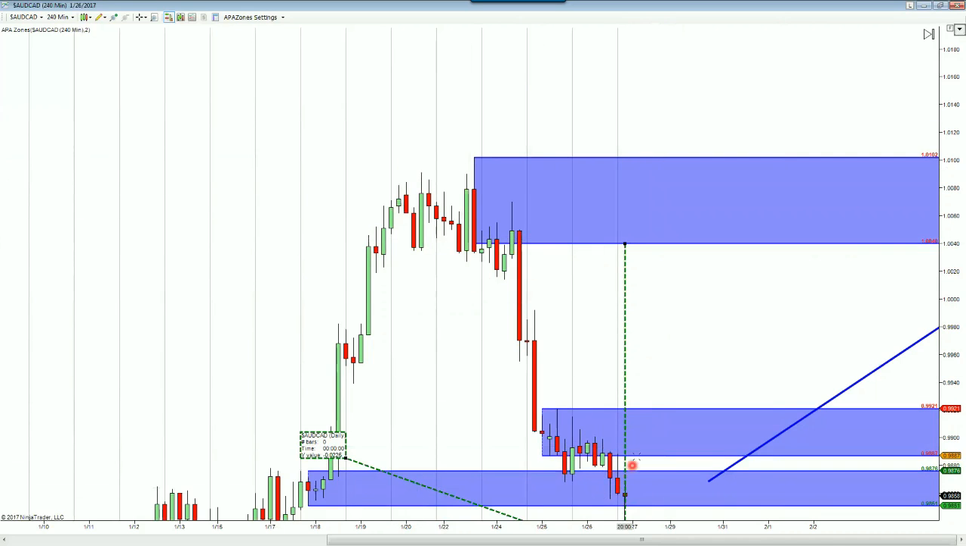This is the great pullback that we've been predicting last week, and now we hope to see another push to the upside this coming week. It might be a little bit slow getting going. It does need to break the 99.21 area first, but I have high hopes for the uptrend to continue on this market.